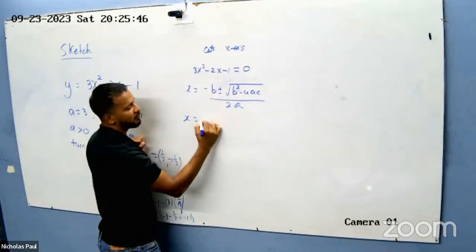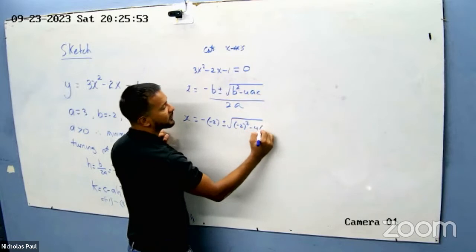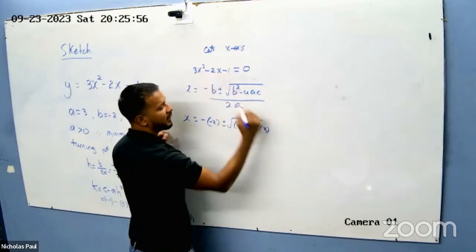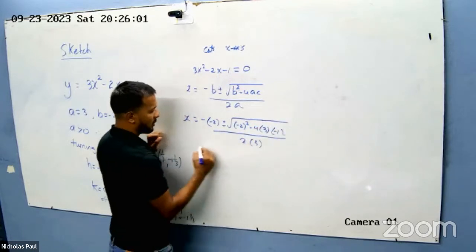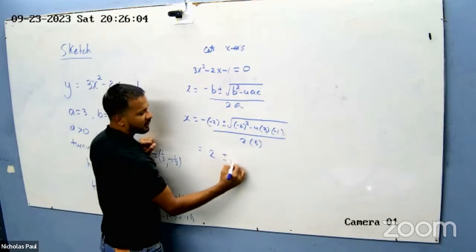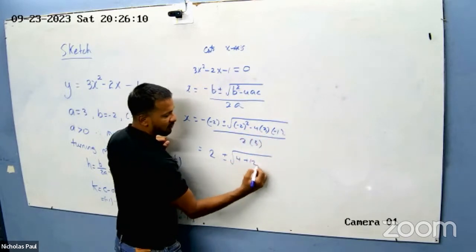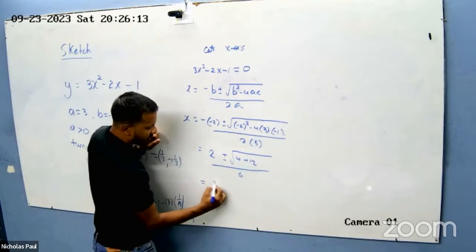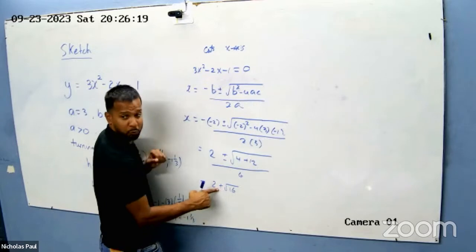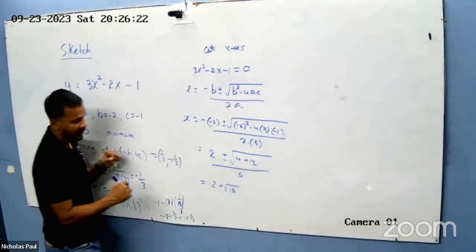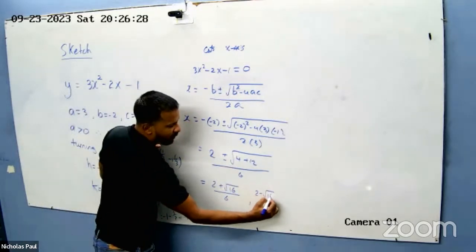So minus b, minus minus 2, plus and minus the square root of minus 2 squared minus 4 by a by c, all over 2 by a. So minus and a minus gives plus, square root. This is 4 and this is 12, positive 12, all over 6. So this is 2 plus and minus the square root of 16. I'll separate it one time: 2 plus the square root of 16 over 6, and 2 minus the square root of 16 over 6.